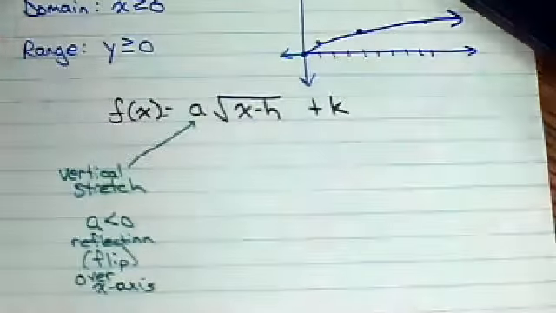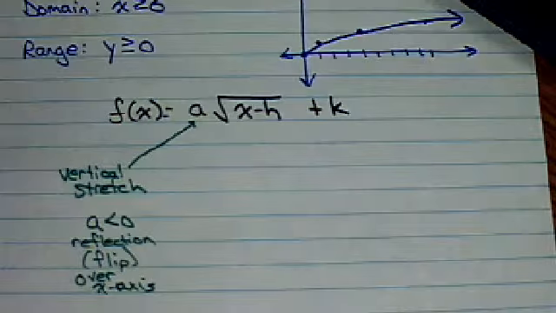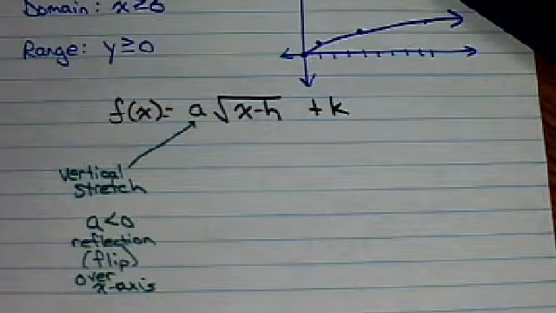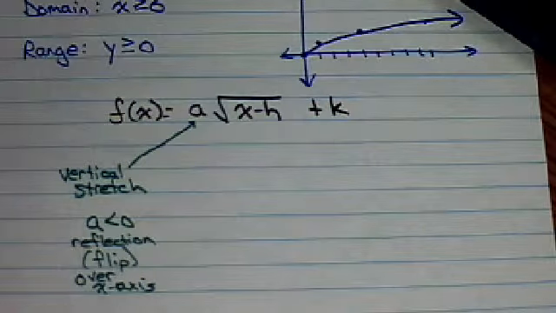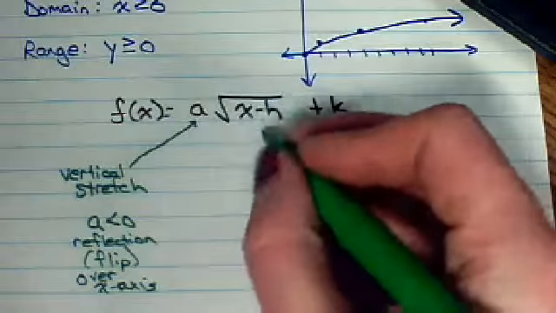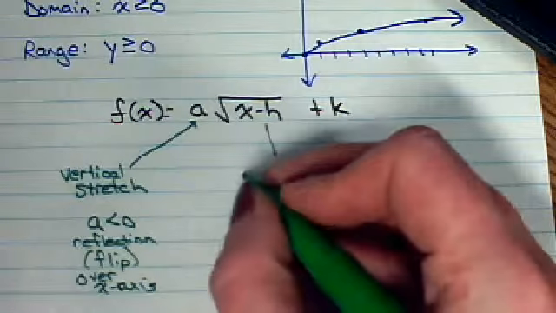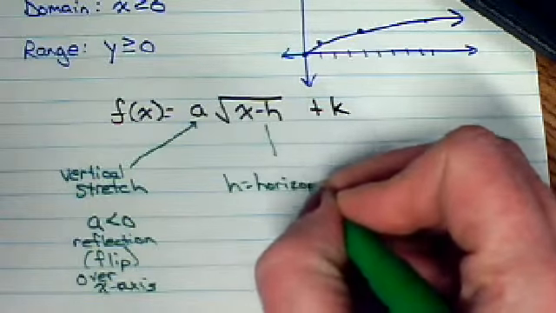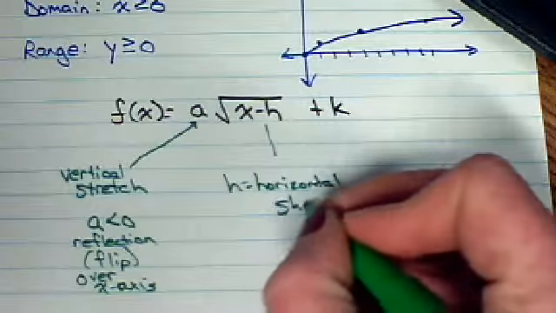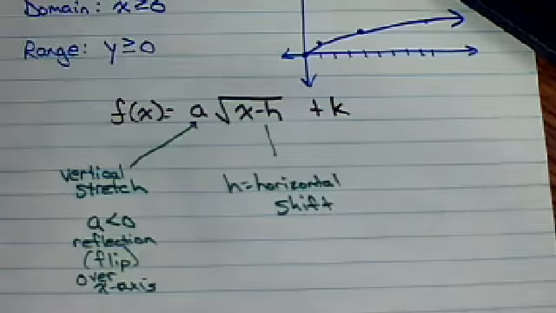X minus h. Remember, when you're with the x, it does the opposite of what you think. So if you add, you're going to move to the left. If you subtract, you're going to move to the right. So an x minus h would actually move us right h. So h is that horizontal shift. That's moving me left and right.